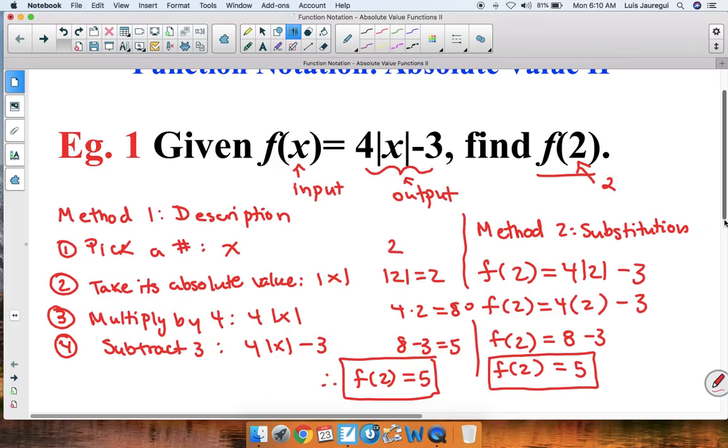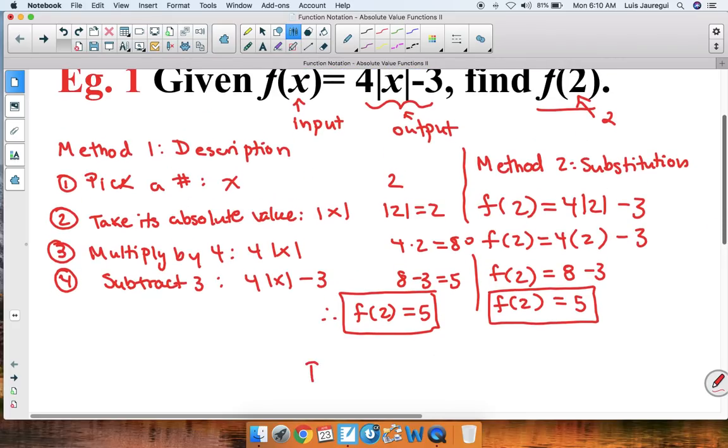Now, as part of an extension, we can say that we have the point with coordinates 2, 5. Why is that the case? Well, that's the case because your input or x value is 2 and your corresponding output or y value is 5.